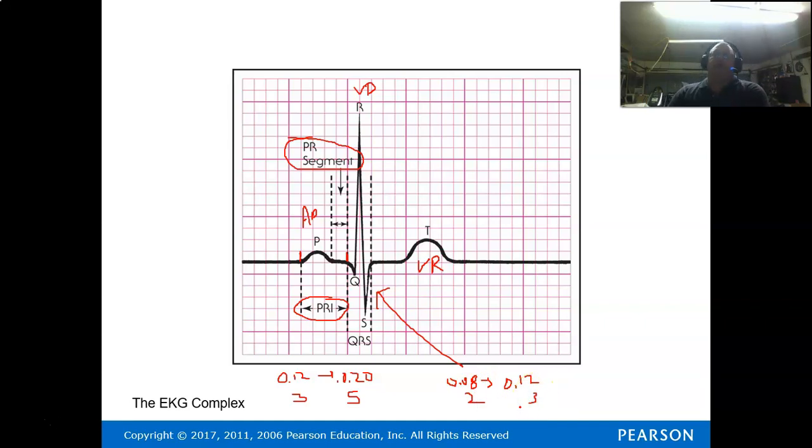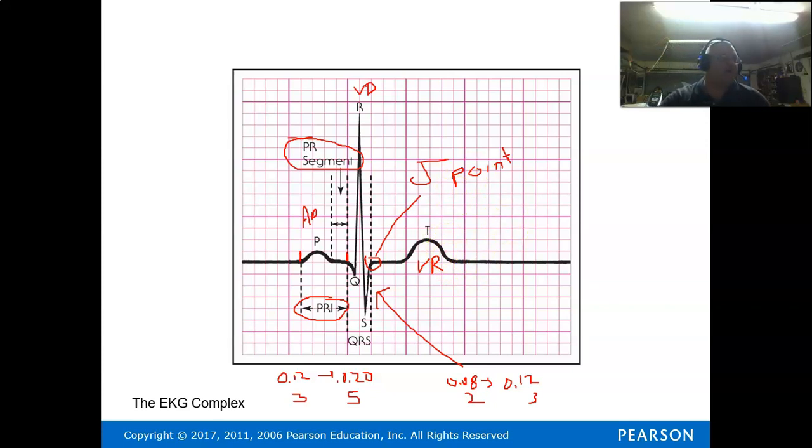Okay? Now, one other thing about the QRS. When the S ends and the ST segment begins, this little spot right here, we also call that the J point. That's going to become a little bit more important as we start going into diagnosing a patient. But you need to know where that spot is. Okay? Real quick on the QRS complex.